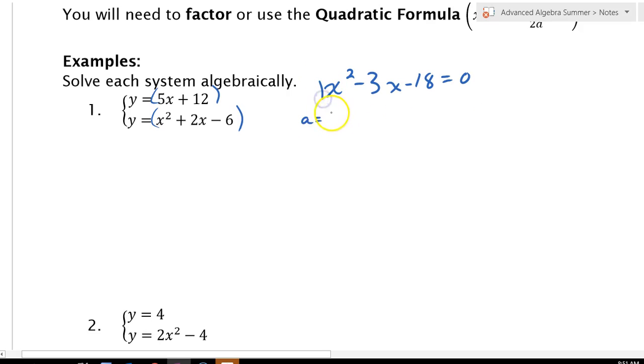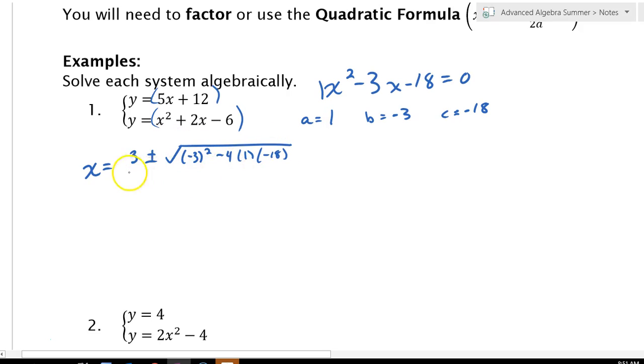So here my a is what's up front. Nothing's there, so it's a 1. b is negative 3. c is negative 18. So factoring works sometimes, and if you're quick at it, that's great. If not, I would just go to quadratic form because it'll always be right. Negative b, so 3, plus or minus square root of b squared minus 4ac, all over 2 times a.